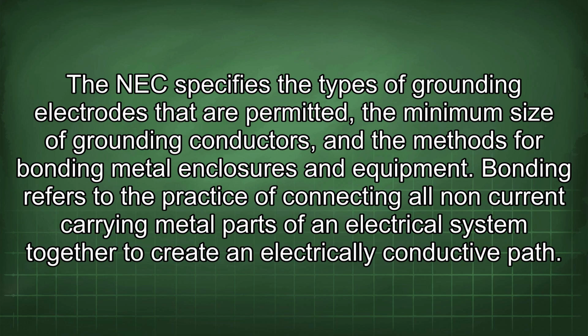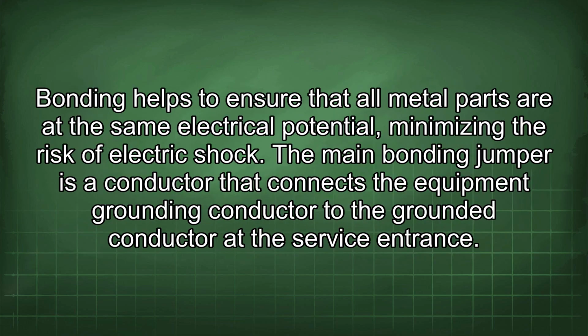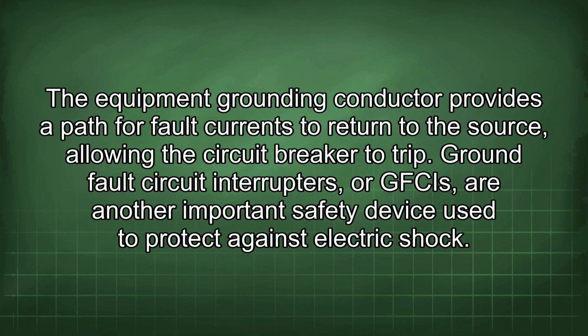Bonding refers to the practice of connecting all non-current carrying metal parts of an electrical system together to create an electrically conductive path. Bonding helps to ensure that all metal parts are at the same electrical potential, minimizing the risk of electric shock. The main bonding jumper is a conductor that connects the equipment grounding conductor to the grounded conductor at the service entrance. The equipment grounding conductor provides a path for fault currents to return to the source, allowing the circuit breaker to trip.